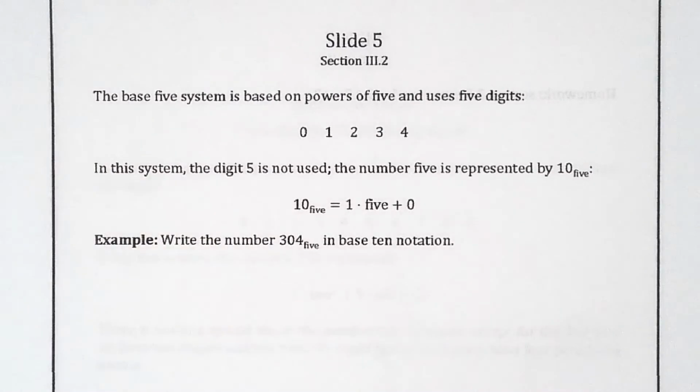This is the second mini lecture for section 3.5 of the textbook. Okay, so in the last mini lecture we talked about the base 4 system. Now let's talk about the base 5 system.